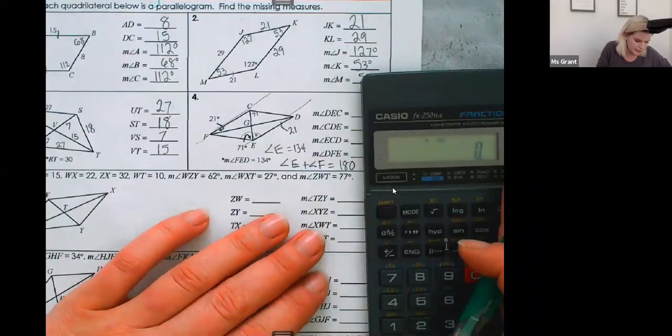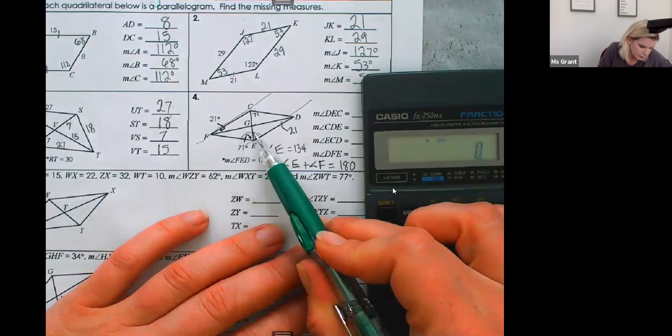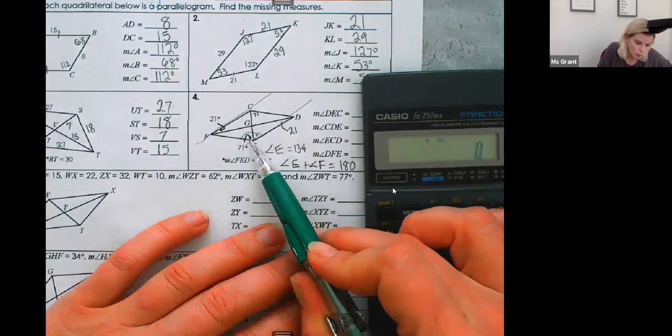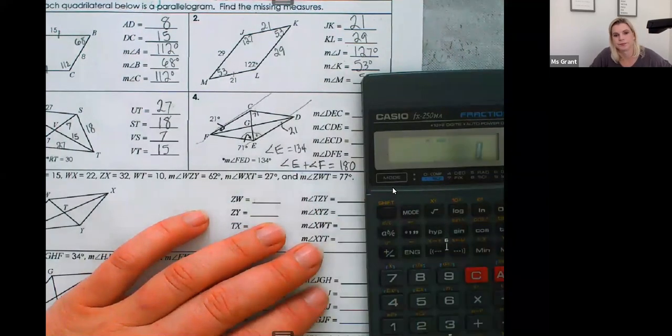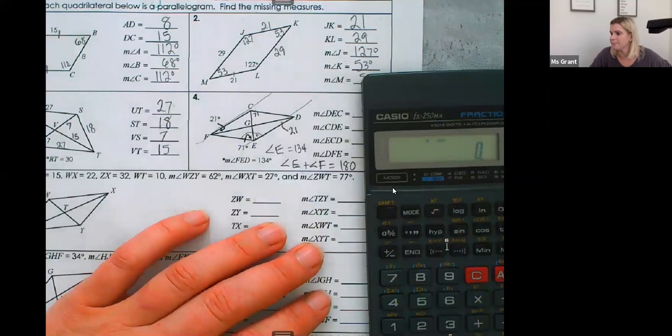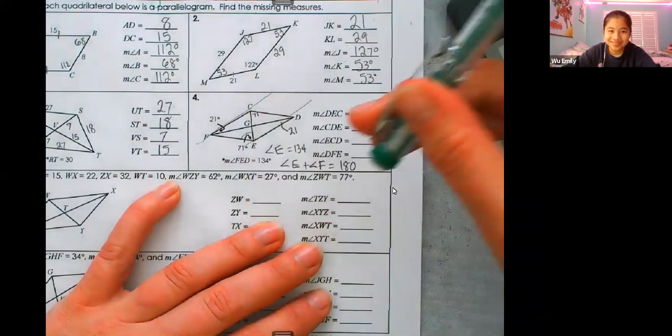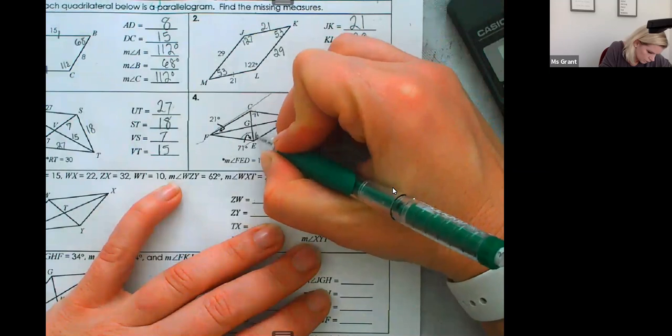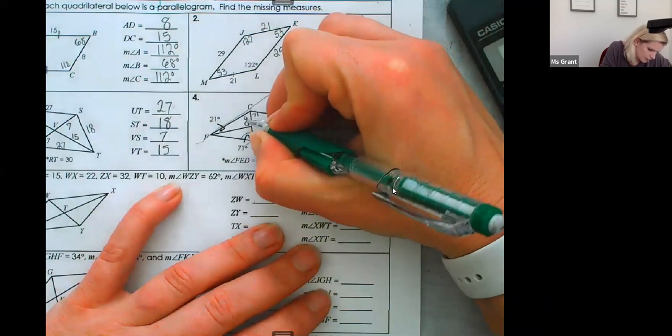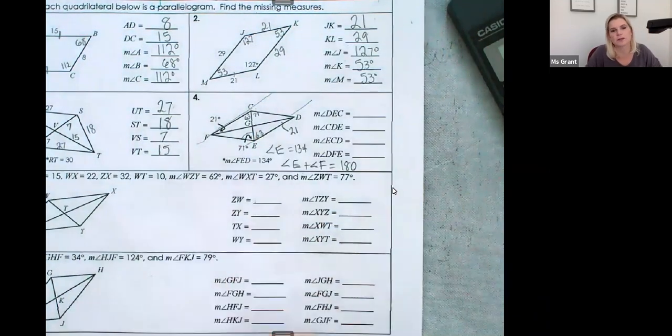The whole angle E is 134. 71 of it's already used up. What's this little dot right there? Emily? 63. 63. Thank you. Which means this up here is 63, that little one, alternate interior angles.